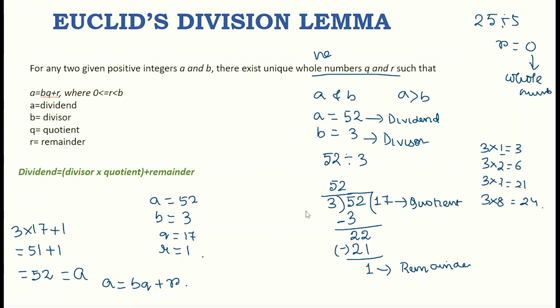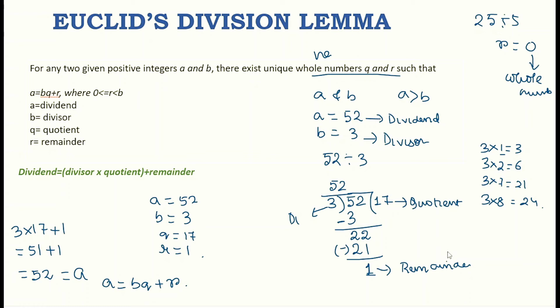Okay, so the remainder can either be 0, like here where the remainder is 0, or the remainder should be less than the divisor. Everywhere you see the remainder is 1 and the divisor is 3, and of course 1 is less than 3. So in every possible example, you will always get the remainder less than the divisor.